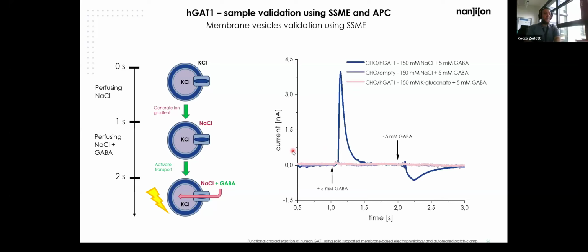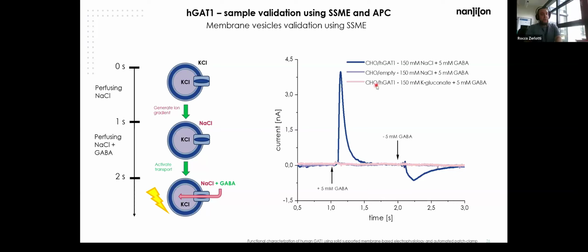So what we got out, using our vesicles containing GAT1 in presence of 150 millimolar sodium chloride and an enormous quantity of GABA, is a very nice current from here. As a control, we used vesicles without GAT1, so empty vesicles. We treated them with the same solution, GABA and sodium, and we didn't see any current.